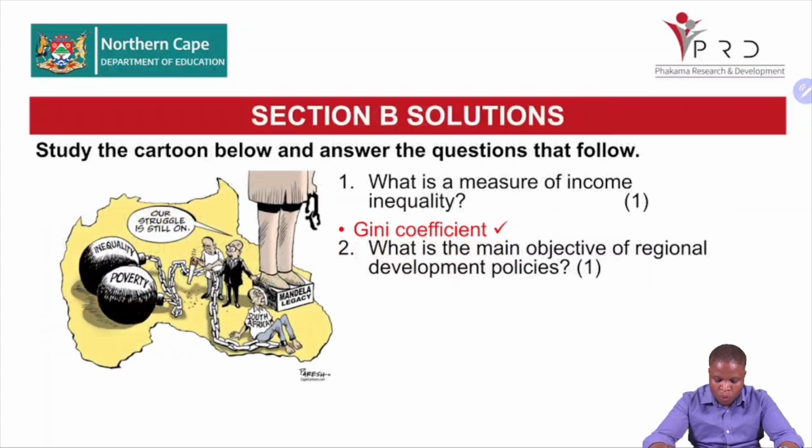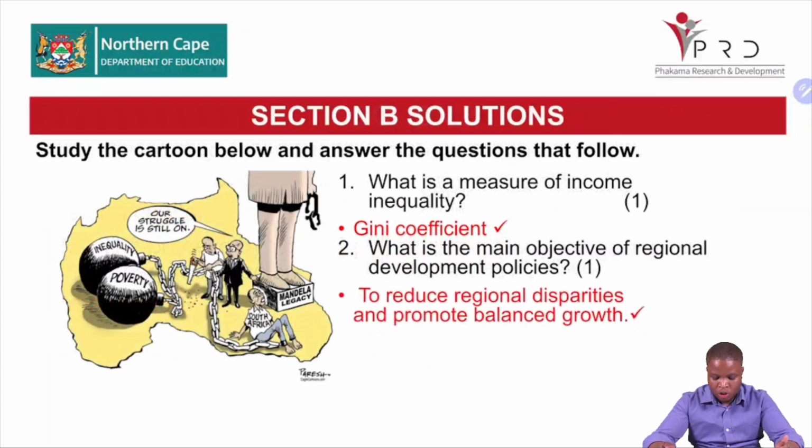Question number 2, what is the main objective of regional development policies? So there are so many objectives of the regional development policy. They want to close the gap, the disparities between the regions, where regions are more equal, so that we avoid a situation where people are moving from one region to another and then it becomes overpopulated. So the main reason there is to reduce regional disparities and promote a balanced growth. So the reason we are having regional development, we want to promote a balanced growth.